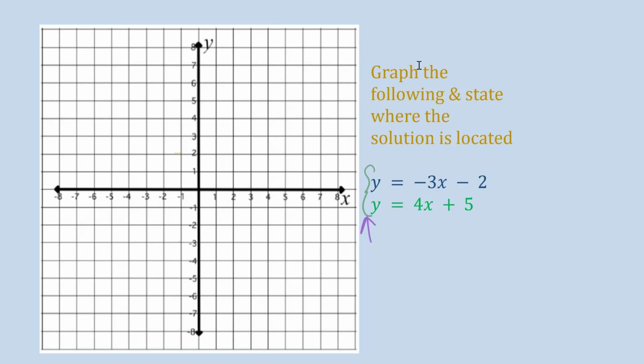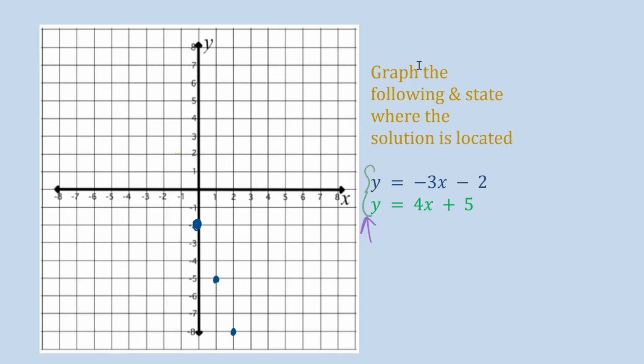So our first equation is y equals negative 3x minus 2. I know that my beginning point is at 0, negative 2. So I'm going to put my dot there. And then my slope is negative 3 over 1. So I'm going to rise negative 3 and run 1. And I'm going to do this as many times as possible to get as many points as possible.